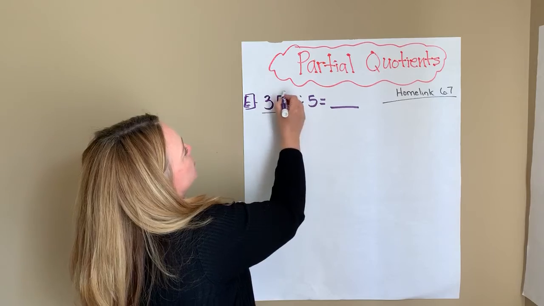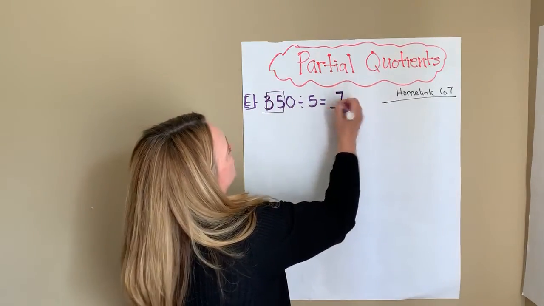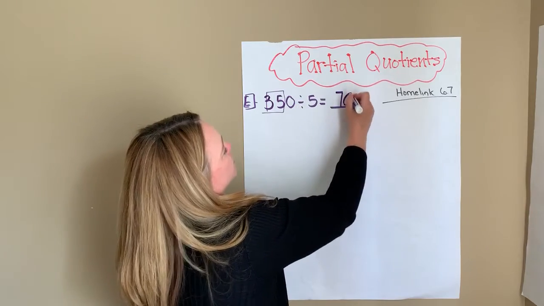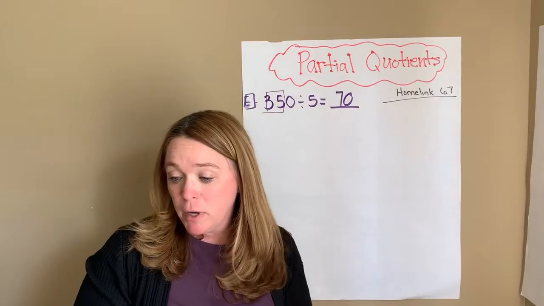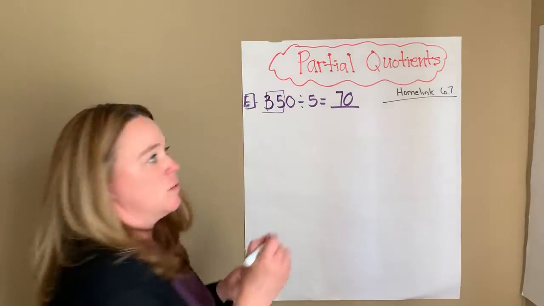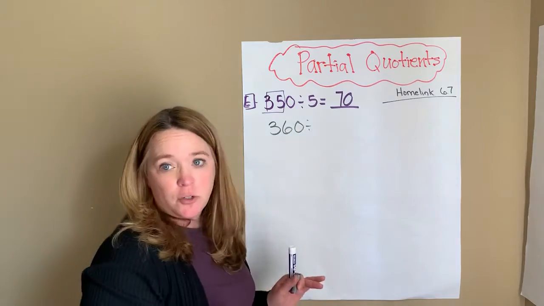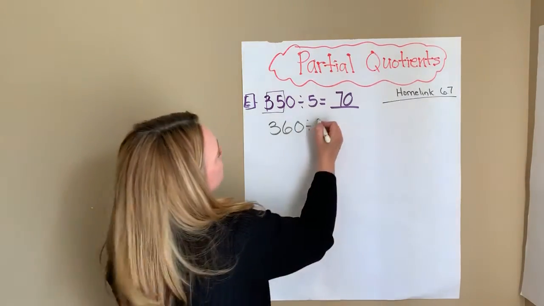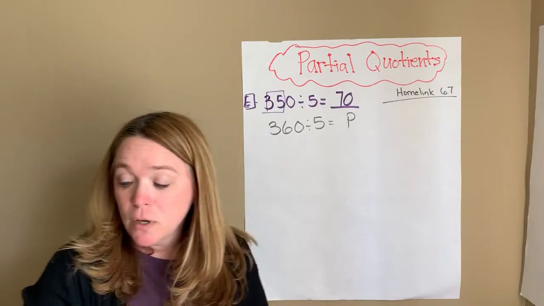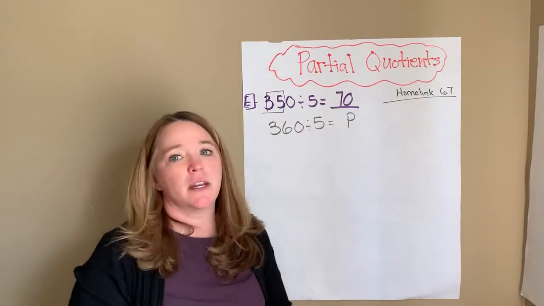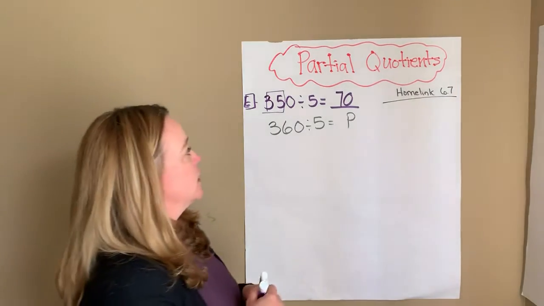So I would look at my base number, and I know that 5 goes into 35 7 times. There's 1 zero on one side, so I know that my answer is probably going to be about 70. And then I have to write my number model with an unknown. So I would write 360, because that's the actual number, divided by 5 equals P. And again, you can go back to the way we divided on Tuesday, or you can go back to this method. So my division problem would look like this.